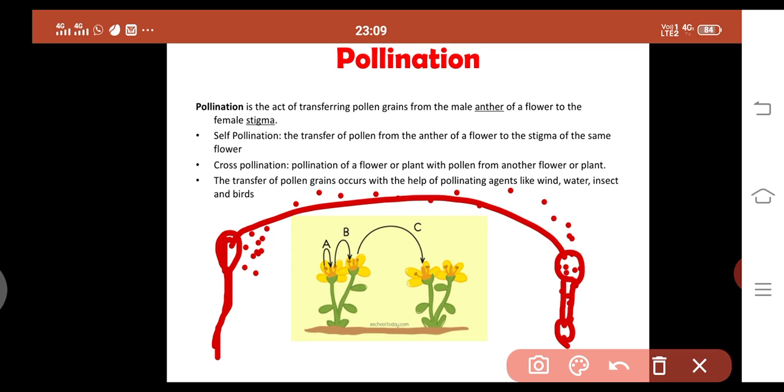Pollination is of two types: self-pollination and cross-pollination. Self-pollination happens from transfer of pollen from the anther of a flower to the stigma of the same flower, especially in the bisexual. For example, hibiscus. In hibiscus, self-pollination takes place because both the male and female organs are in the same plant. So there self-pollination happens. Cross-pollination is from one flower to another plant. You have some pollinators or pollination agents like wind, water, insects and birds who help in cross-pollination, who carry pollens from one place to another place.